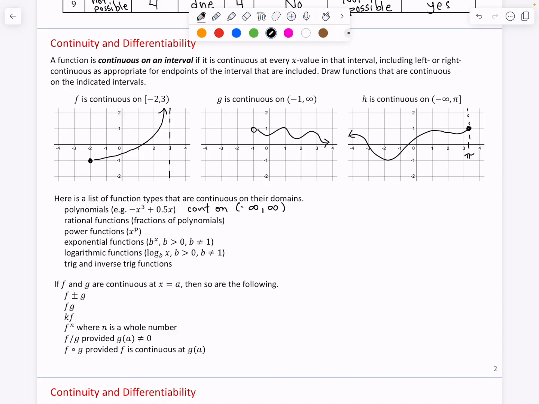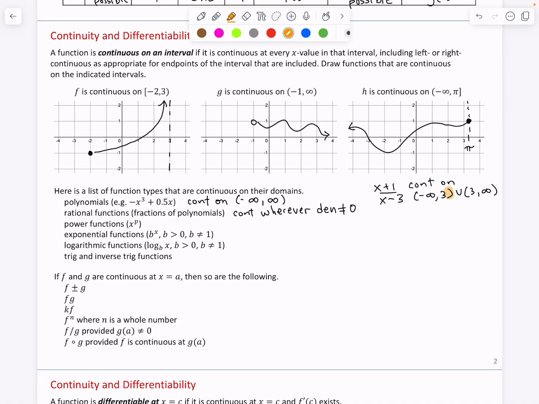Now rational functions, which are fractions of polynomials, can have discontinuities wherever the denominator is 0. So they're continuous wherever the denominator is non-zero. For example, consider x plus 1 over x minus 3. X equals 3 is forbidden because that causes division by 0. So this function is a rational function that is continuous everywhere except 3. So we'll say it's continuous on -infinity up to 3 union 3 up to infinity. And notice my 3's are not included because of these parentheses.